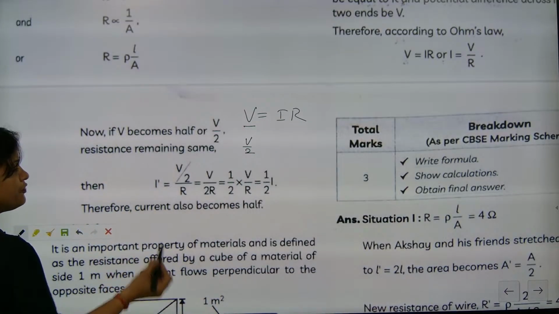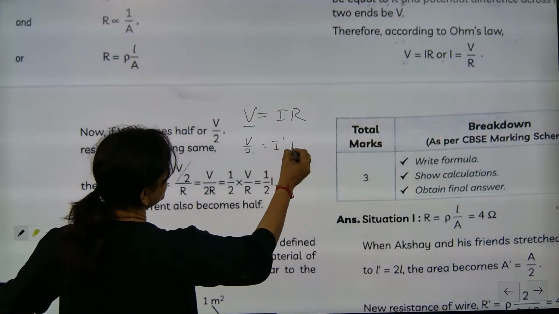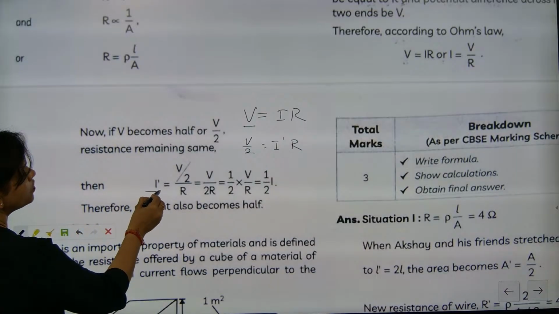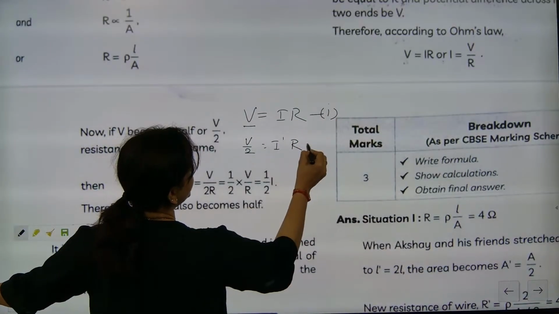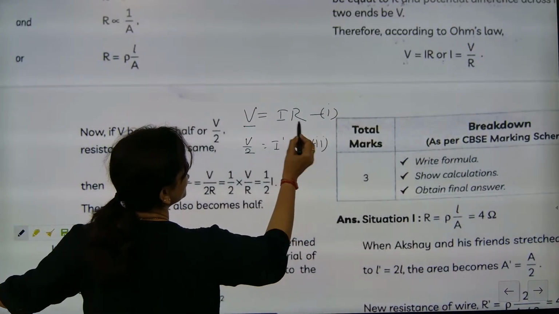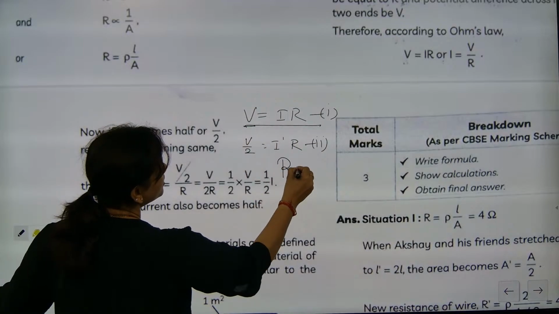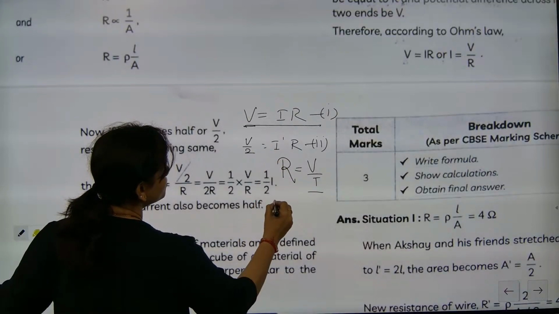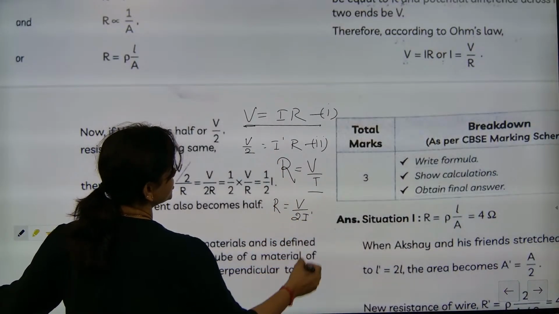Then if V changes, and resistance won't change, what will be the new current? So we will compare these two equations, equation 1 and equation 2. From equation 1, R = V/I. Then here it will become R = V/2I'.